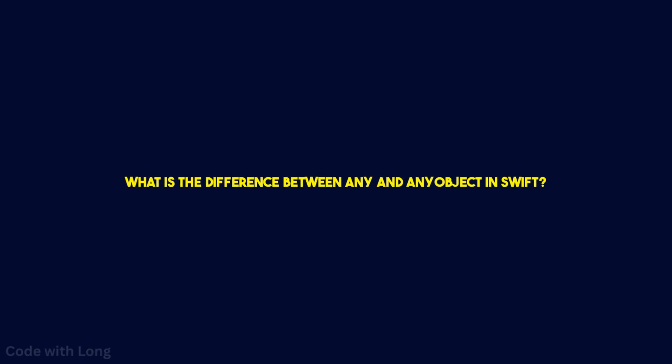What is the difference between Any and AnyObject in Swift? Any can be any type, including structs, enums, or classes.